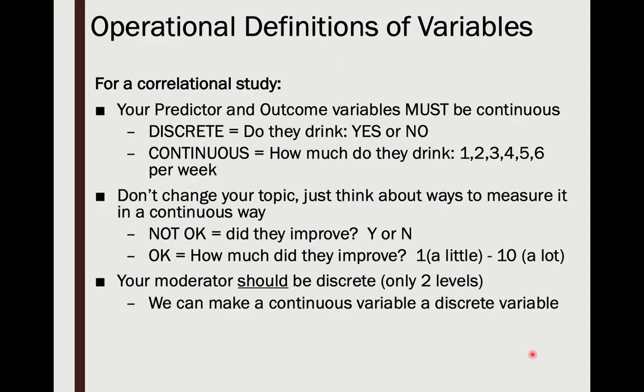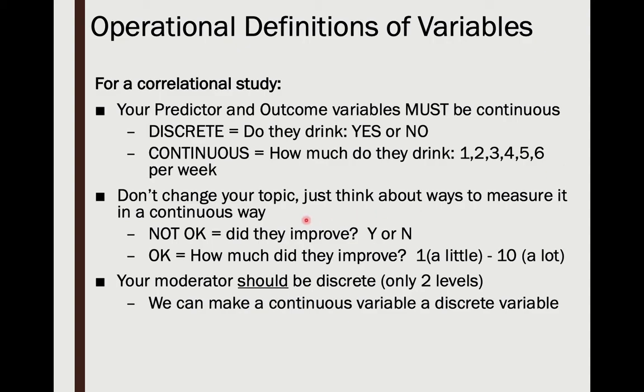So for a correlational study, your predictor and outcome variables have to be continuous. I'll say that again. For a correlational study, your predictor and outcome variables have to be continuous. So if you're measuring drinking, for example, it can't be, do they drink? Yes or no? Because that's discrete. It has to be continuous. How much do they drink? 1, 2, 3, 4, 5, 6, for example.